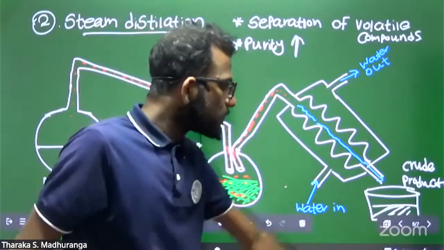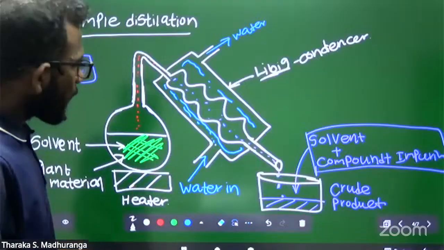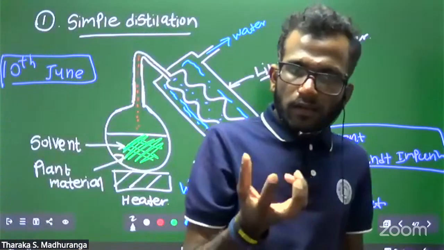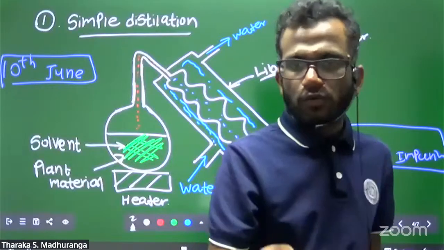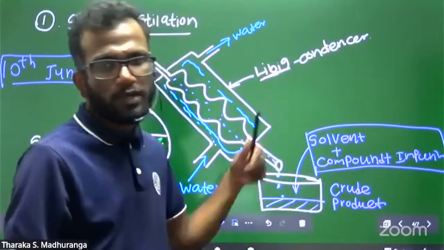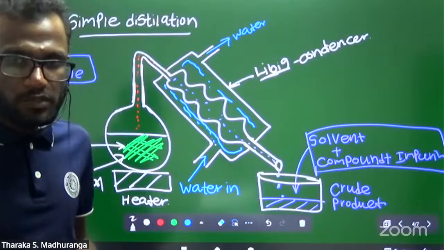Non-volatile compounds cannot go to the crude product. But in simple distillation, the volatile and non-volatile compounds dissolve in the solvent and go to the crude product. The volatile compound directly goes to the crude product. Therefore, comparatively, the purity is high in steam distillation. Understood?